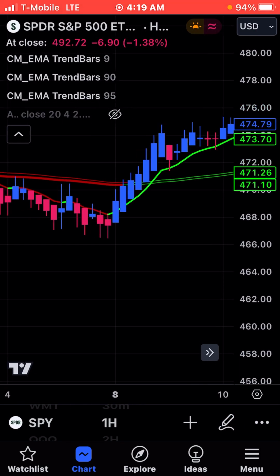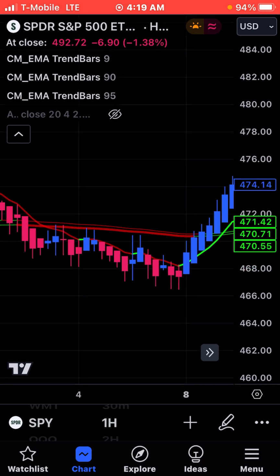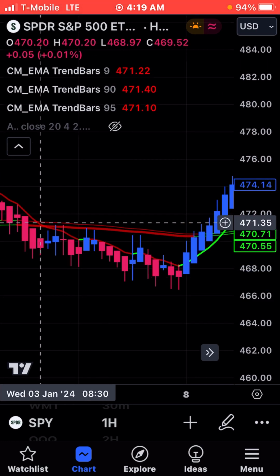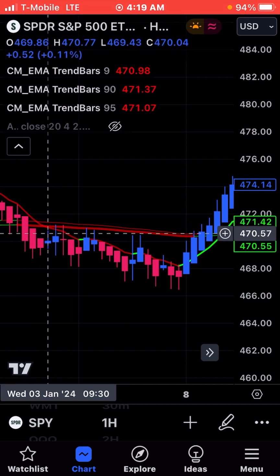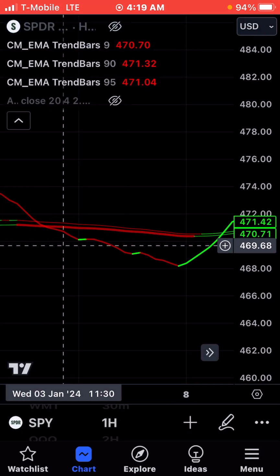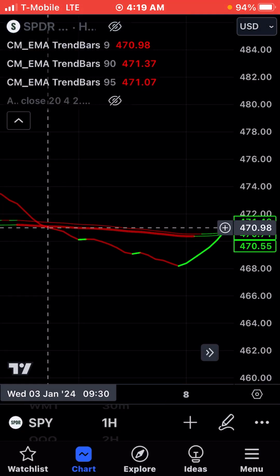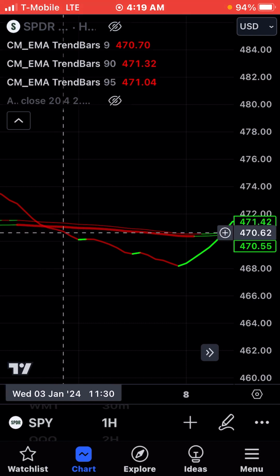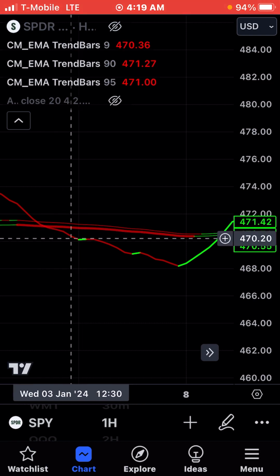So let's just look at another example. Here we got red. So what we have is it crossing down. So this is a put right here. Let's turn off the candles, it's easier to see. So it crosses down right here. So what you want to look for is it to turn green and then turn red again.